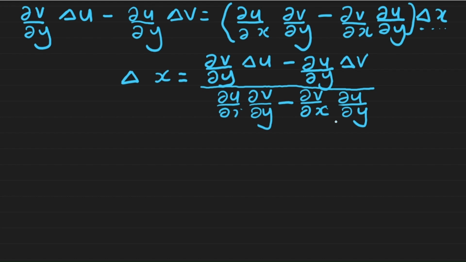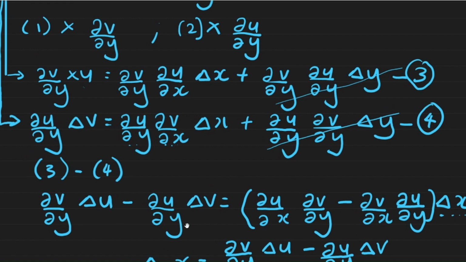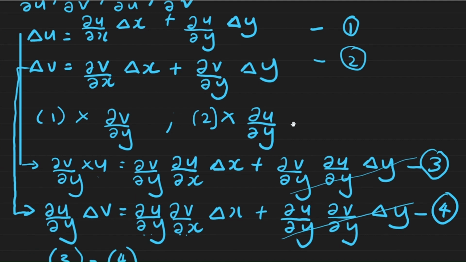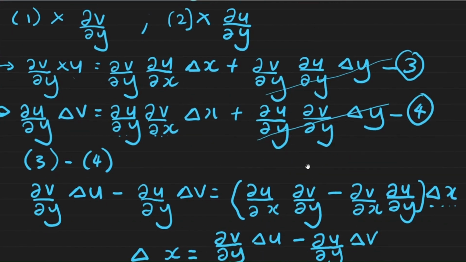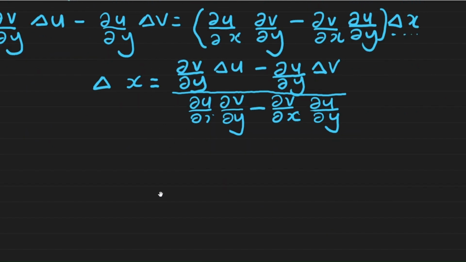Okay, so we can repeat the same thing for y. That is, instead of making delta x the subject of the formula, we make delta y the subject of the formula. Here we have equation 1 and equation 2, so we would swap these things around. We would multiply by ∂v/∂x instead of ∂v/∂y, and by ∂u/∂x. We multiply equations 1 and 2 by those two things, and then we repeat the exact same process, all to express this in terms of delta y.